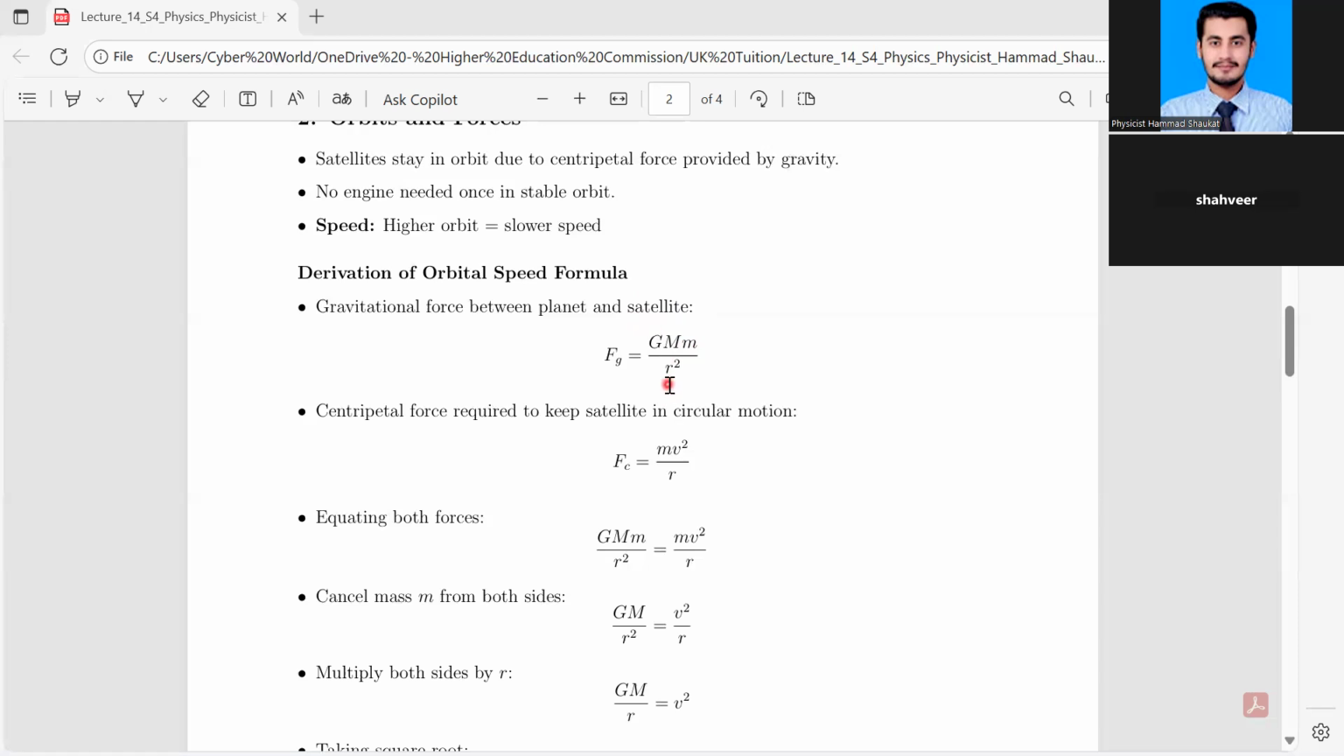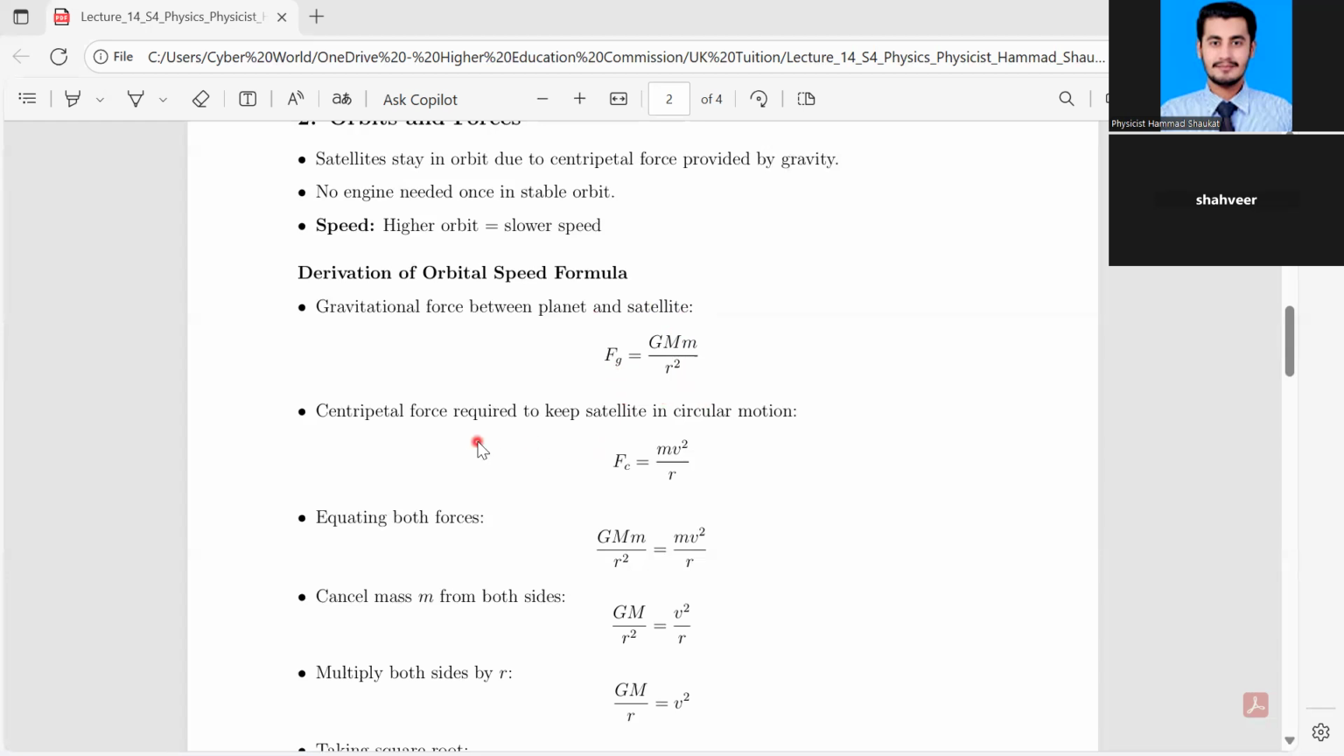And can you tell me what this R represents? Radius. Yes, or you can say the distance between planet and satellite, right? Okay. So this force is called the gravitational force. F represents force, and this small g in subscript represents the gravitational force. Now, this is one formula.